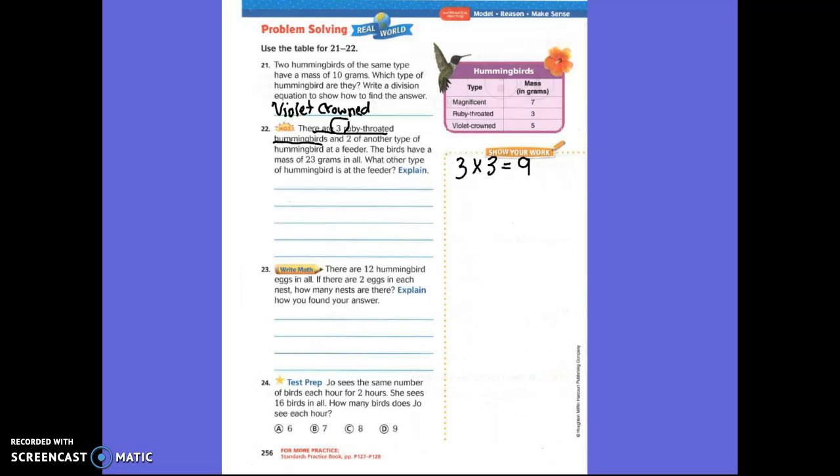Okay. Now in here it said in all, which means add. We need to add some things, but we need to now know there is another type, and it has 2 hummingbirds. How many grams in all do we want to equal? 23. We want to equal 23. So far, we only have 9. We need to get that 9 up to 23. What can we add to get there?